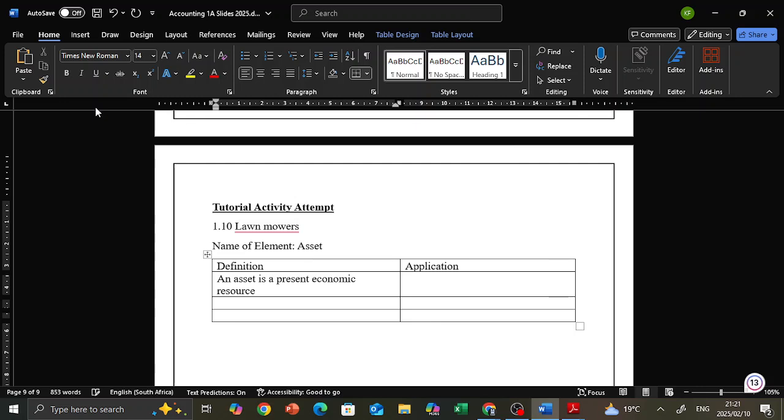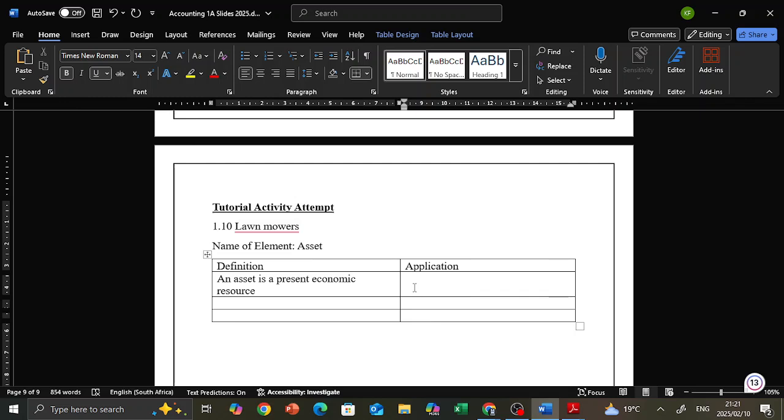Done. That's point one. You stop there. 1 mark. You've already gotten 2 marks from this: 1 mark for saying asset, and 1 mark for saying an asset is a present economic resource. Now to apply. Guys, now I'm teaching you. The lawn mowers are a present economic resource.